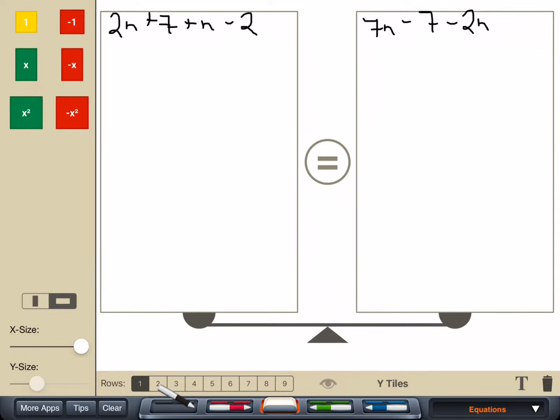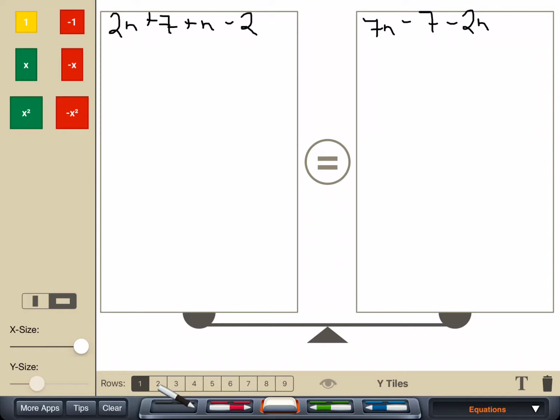Okay, here's one last video, and this time I have a fairly ugly looking equation up here. It's 2n plus 7 plus n minus 2 equals 7n minus 7 minus 2n. Now, at first, this may seem kind of scary because we have 7 terms, but really all the rules are the same. We want to get down to 2 terms, n on one side of the equal sign and its value on the other side.